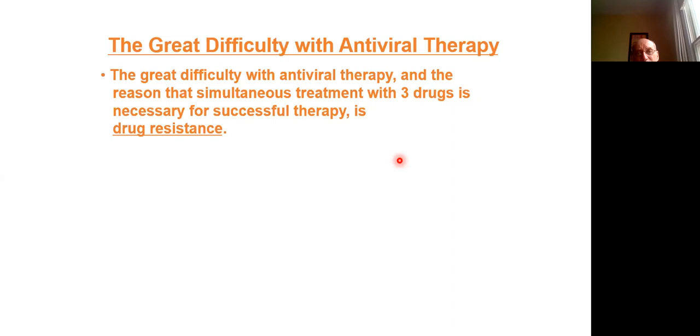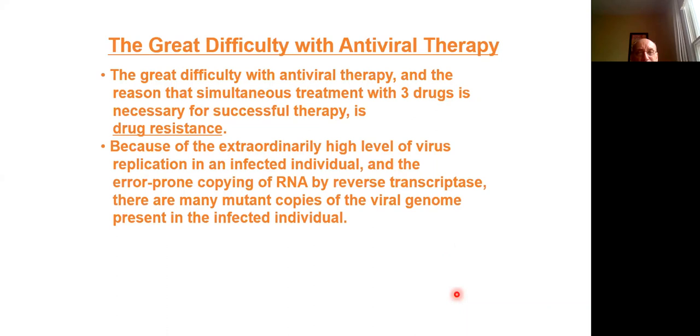Furthermore, the great difficulty with antiviral therapy and the reason that simultaneous treatment with three drugs is necessary is drug resistance. So I told you there is an extraordinarily high level of virus replication going on every day in an infected individual. And furthermore, when reverse transcriptase copies RNA into DNA during each of those infections, 10 to the 8th, 10 to the 9th per day, it's pretty sloppy. It makes some mistakes. And so in any infected individual, there are many mutant copies of the viral genome.